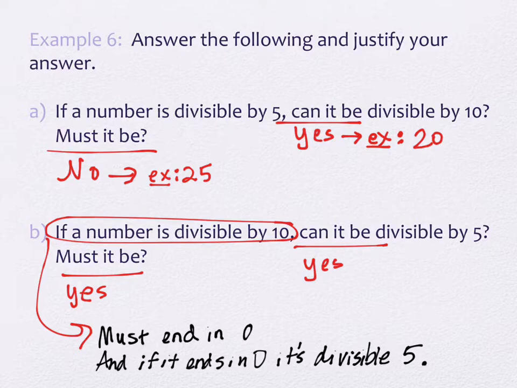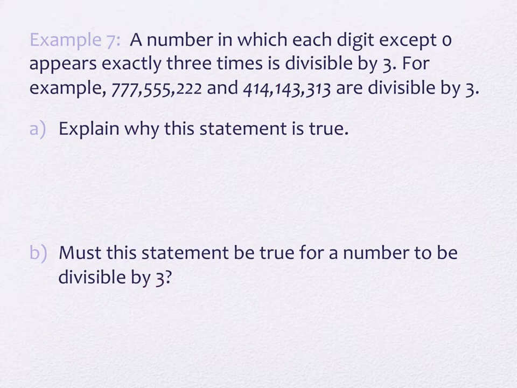All right, example 7 is a cute one. I feel like it's one of those trick things that people give you as a brain teaser or something like that. So let's take a look at it. A number in which each digit, except 0, appears exactly 3 times is divisible by 3. For example, 777,555,222 and 414,143,313 are divisible by 3.